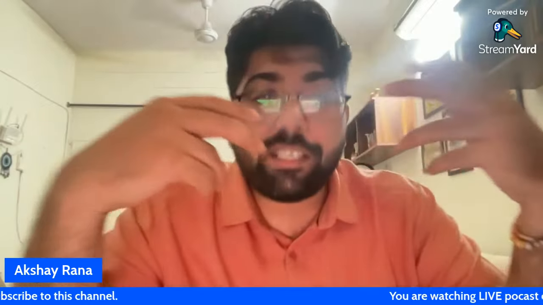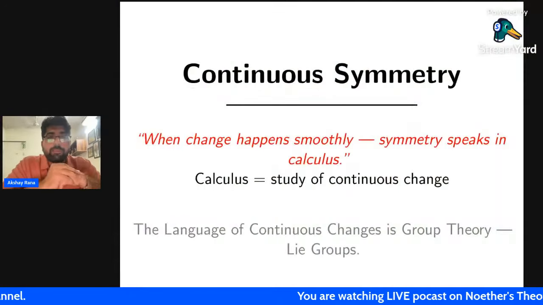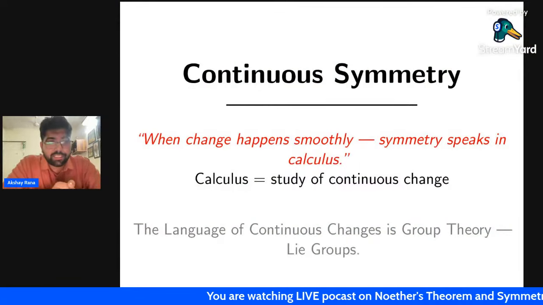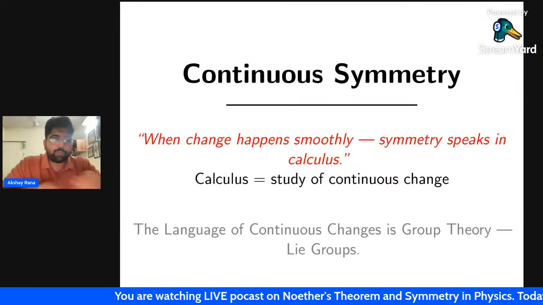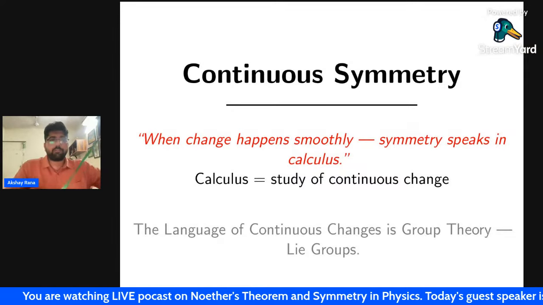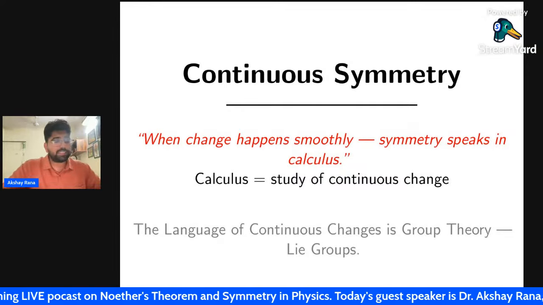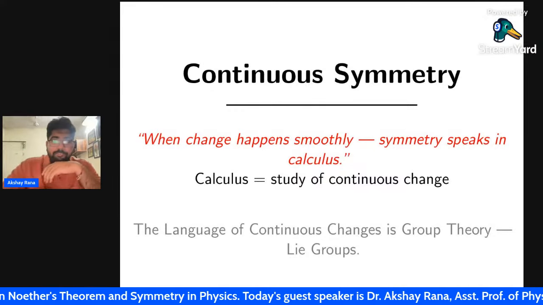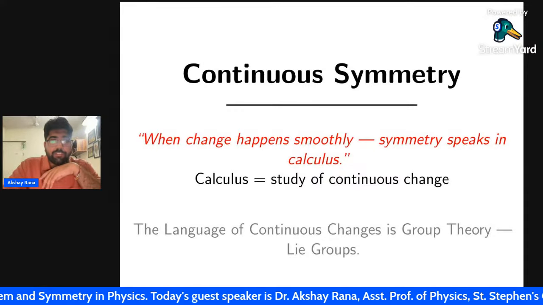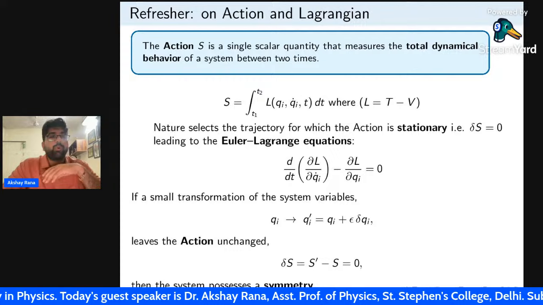But there is one alternative approach as well. We call that approach the Lagrangian approach, in which instead of studying the system from the force point of view, we study the system from the energy point of view. And in that particular system, we define a quantity called action.